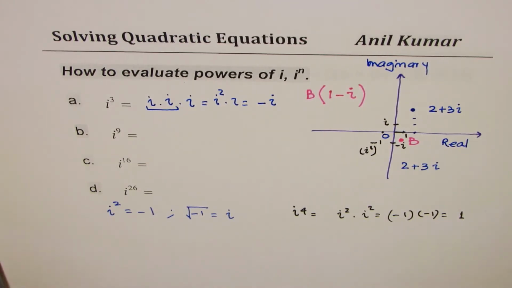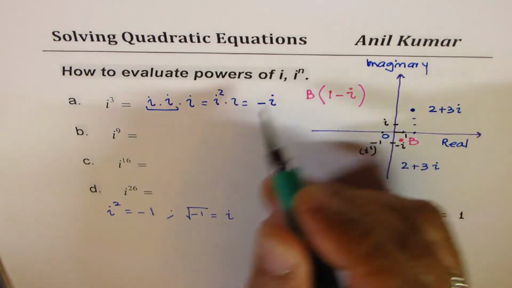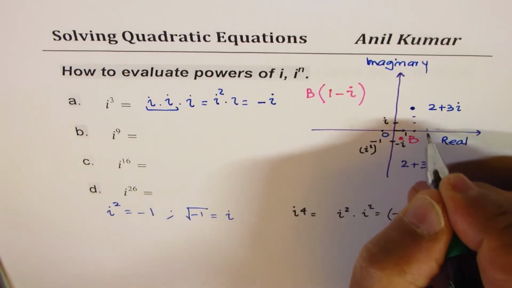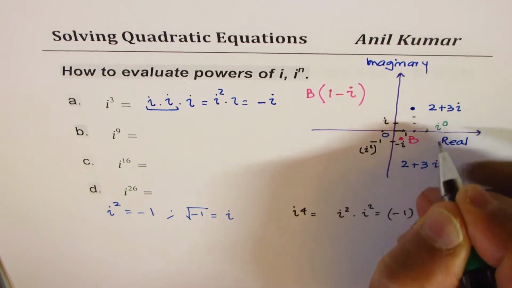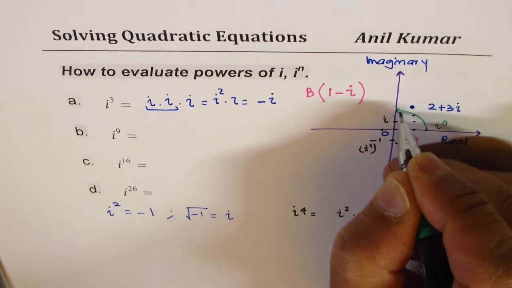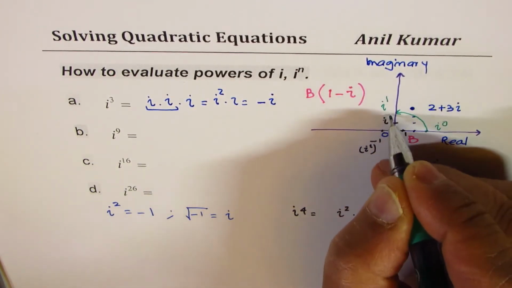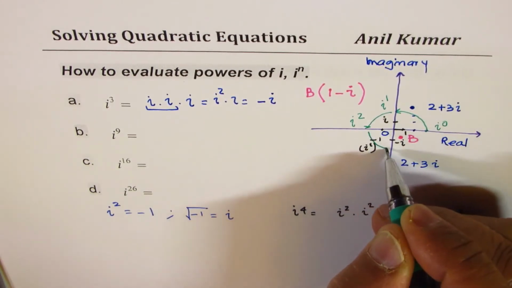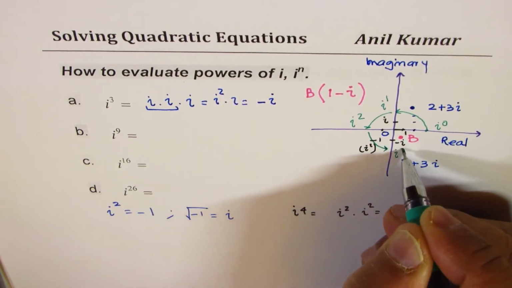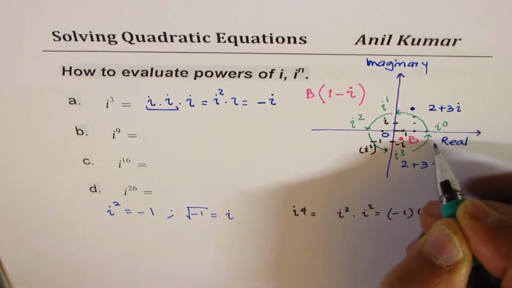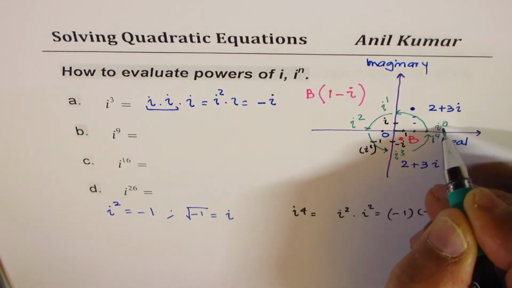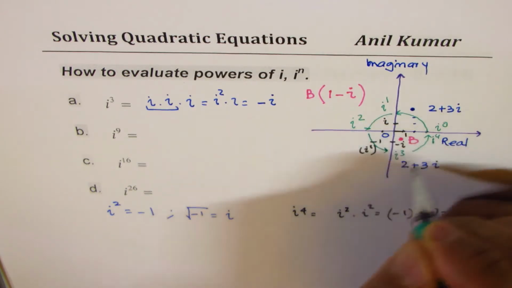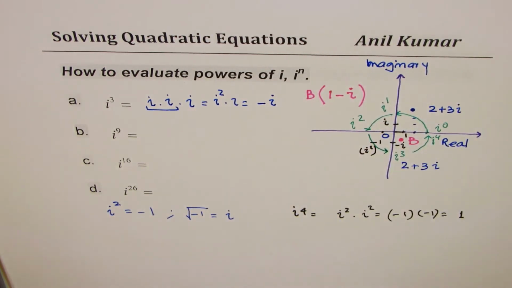So what you notice here is that we could evaluate powers of i as this is i to the power of 0. This becomes i to the power of 1. This becomes i to the power of 2. This becomes i to the power of 3. This becomes i to the power of 4 and 5 and so on. So the circle continues. To find i to the power of 9, I'll use this circle.